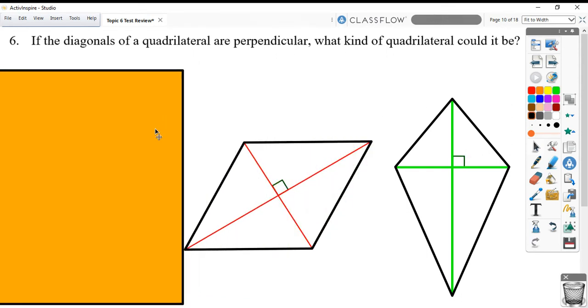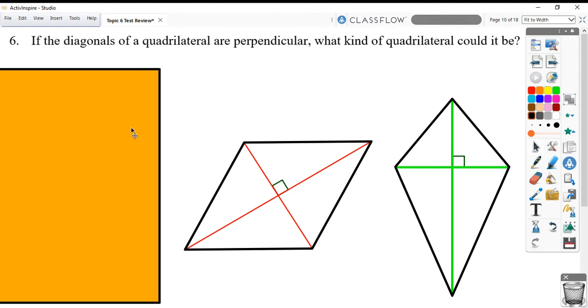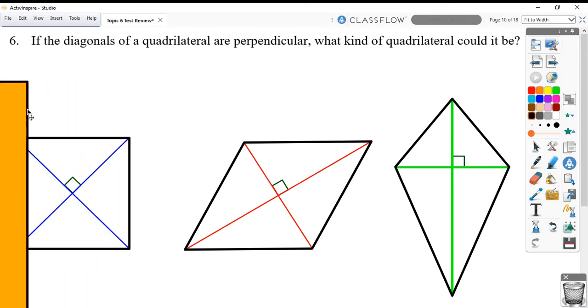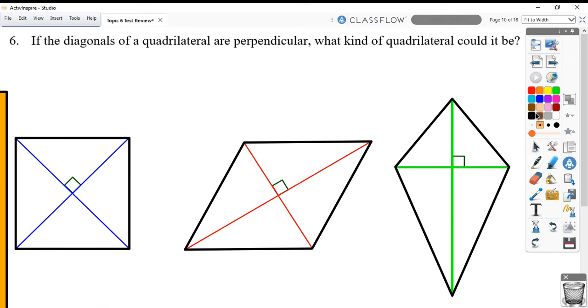Another one would be a rhombus. Okay, when we talked about the subcategories of rectangle and rhombus, that was one of the things in rhombus, that the diagonals were perpendicular. And the last one is a little bit tricky. And that would be a square. Okay, you got to remember that a square has all of the same properties as a rhombus. All right, so if you've got perpendicular diagonals, it could be a kite, it could be a rhombus, or you could go even more specific than that, and it could be a square.